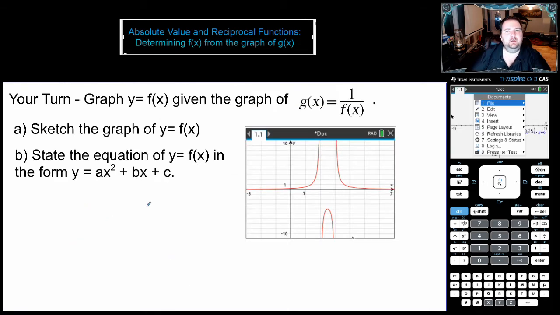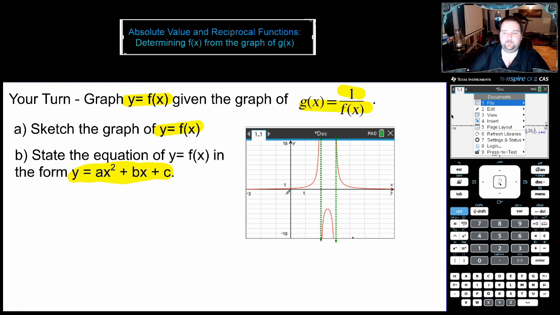Good job. Okay, let's go ahead and figure this out. So what we're trying to do here is find f of x given g of x. And we're graphing f of x. And we're trying to place it in the general form or standard form of quadratic formulas. So let's get started here. So what do we know? We know that we have a vertical asymptote here and a vertical asymptote here. And what are those values?